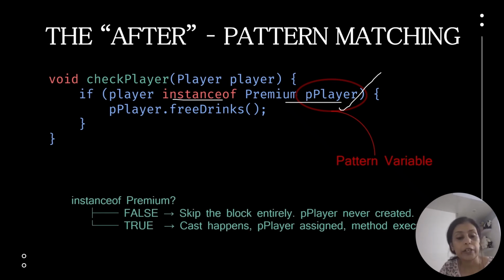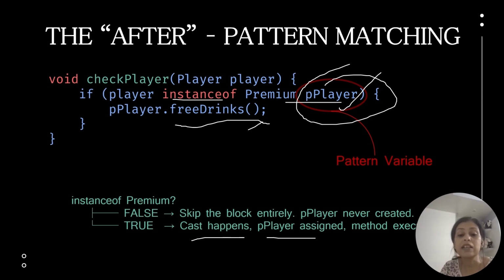Let's see how the control moves. Player is an instance of premium, true, then the casting is done. The pPlayer is created, it's assigned the player object, and then the method executes and you get a free drink. But if the instanceof premium returns false, in that case the entire block is skipped. The pPlayer doesn't even get created.